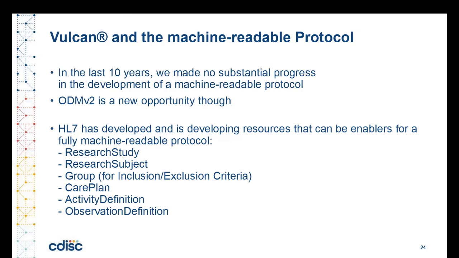Back to the Vulcan project. What we see is that FHIR has been pretty successful in making steps to come to a real electronic protocol, whereas we in CDISC made little progress in the last 10 years. With ODM version 2, however, we get a new opportunity, also by using a lot of the IDs from FHIR. On this slide you also see a list of newer FHIR resources that can in future lead to a completely machine-readable protocol. A few conclusions.